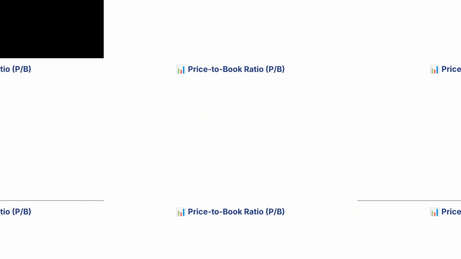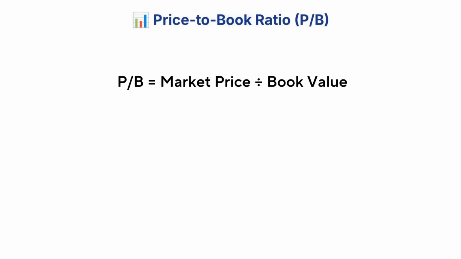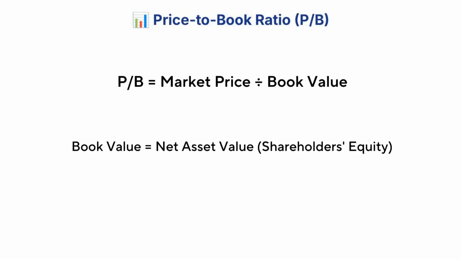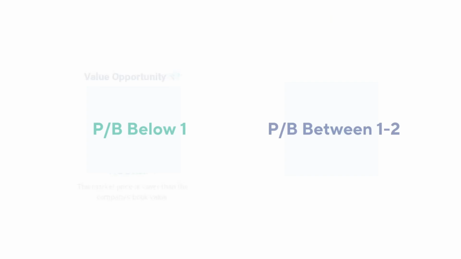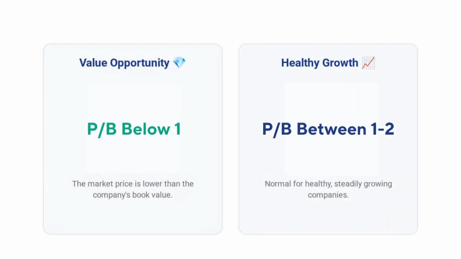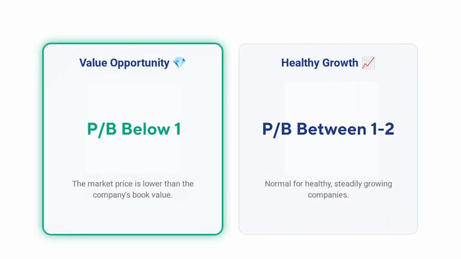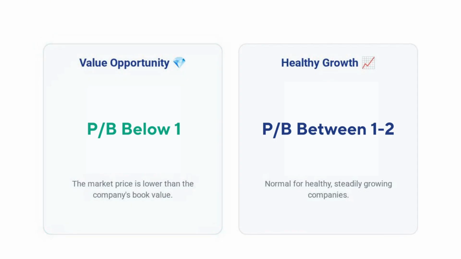The price to book ratio compares the company's market price to its book value, equal to net asset value, also known as shareholders' equity. It helps a value investor understand whether the stock is trading below, at, or above the value of the company's assets after liabilities. A PB below 1 may indicate a classic value opportunity, where the market price is lower than the company's book value, sometimes even below liquidation value.